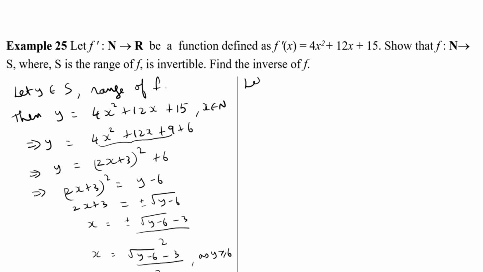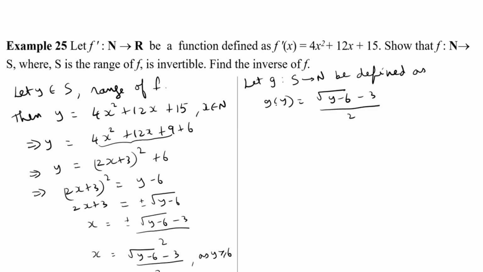Now let us take the function g from S to N, the set N of natural numbers, be defined as g of y is equal to root of y minus 6 minus 3 divided by 2. Now we have to find g of f and f of g and see whether it is equal to the identity function. If it is equal to the identity function, then f is invertible and g is the inverse of f.